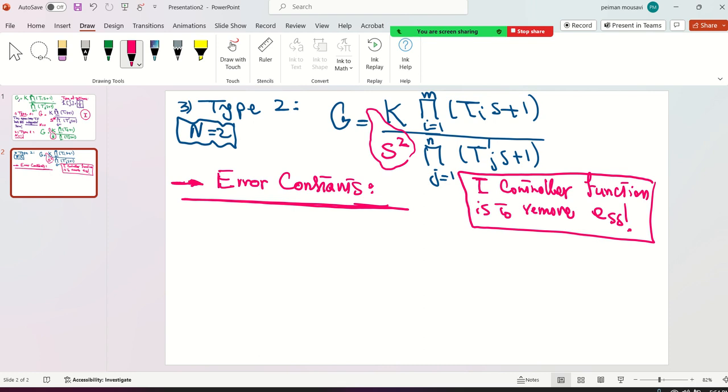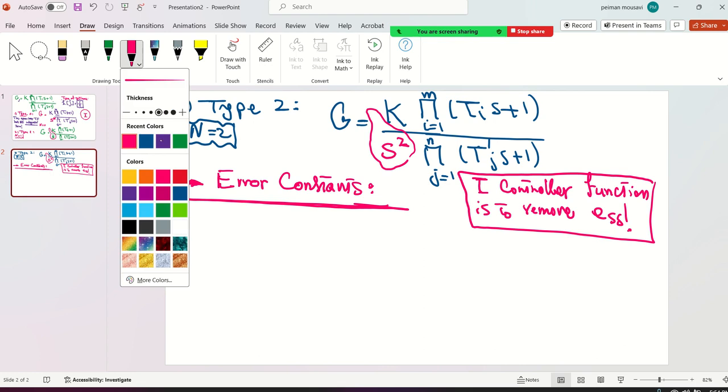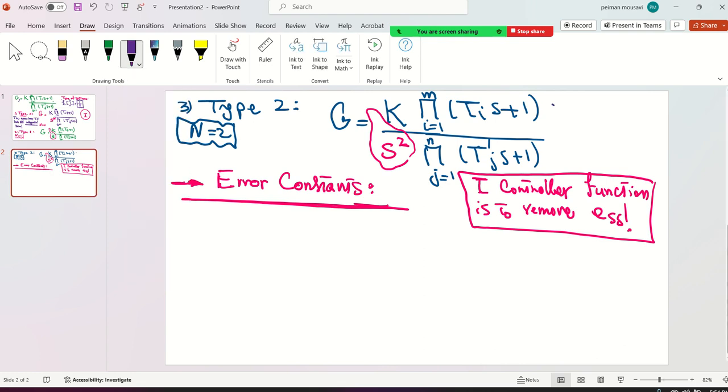Error constants. What's that? The next topic. Static position error constant, the first topic. Position is the name. I'm going to define it right now.